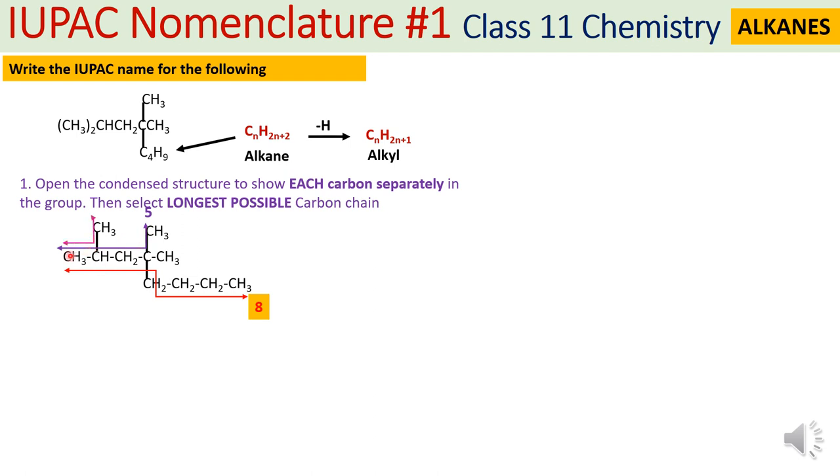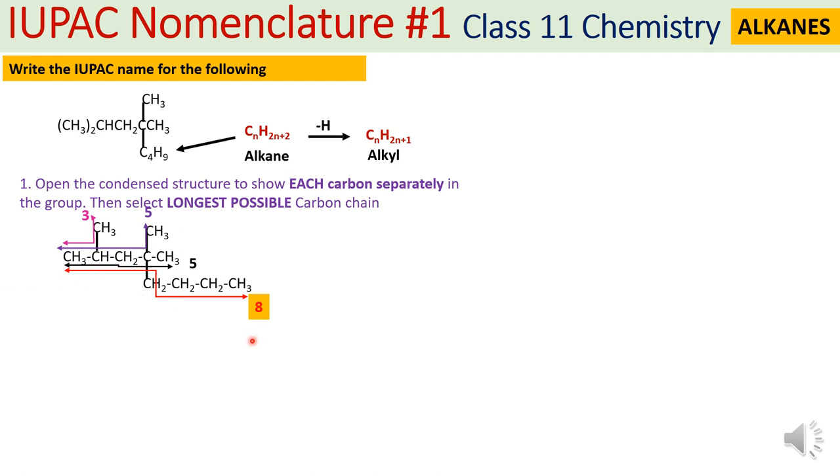Next possibility is this CH3 to this CH3. 1, 2, 3. So I have started from here. 1, 2, 3, 4, 5, 6, 7, 8. That first one has 8. The second one which I have taken is 1, 2, 3, 4, 5. And here 5 carbons in this chain. In this, there are 3 carbons, 1, 2, 3. Now the third possibility is from this CH3 to this CH3. 1, 2, 3, 4, 5. 5 carbons are there in it.